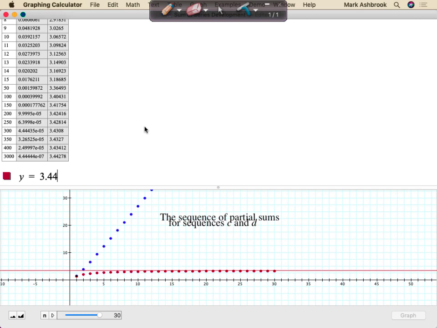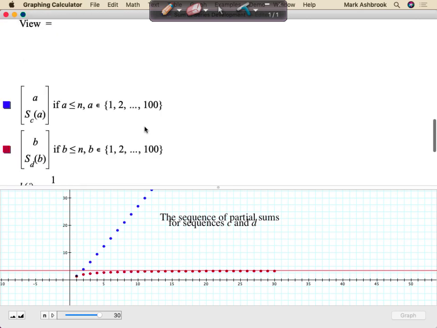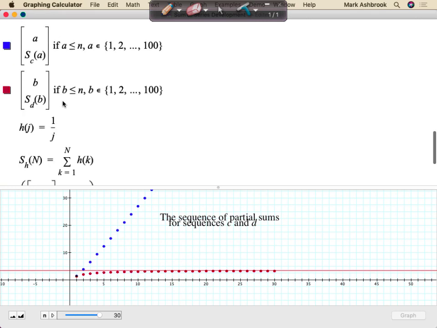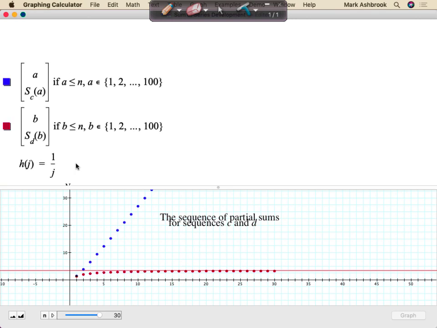Then we talked about the harmonic series, 1 over j, last time. Does that sequence go to 0? Does that sequence approach 0? Absolutely, these numbers get very small. But then what did we say about the series? Does it converge or diverge? We proved last time this diverges, so let's see the graph.